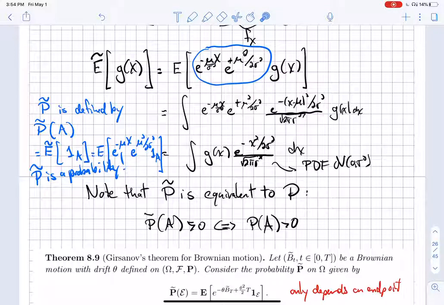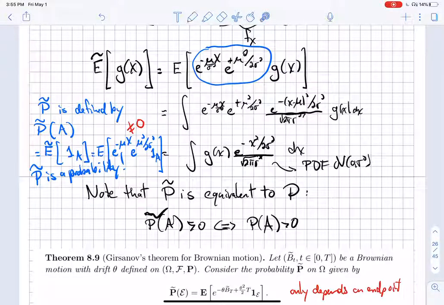And on top of that, this probability is equivalent to P. Okay, so what does equivalent mean? It means that if an event has positive probability in P tilde, it also has positive probability in P. Whatever is possible for P tilde is possible for P, and vice versa. Whatever is impossible for P tilde is impossible for P. Okay, and why is that? It's because the factor you introduce here is never 0. It's an exponential. It's never 0, and it's always positive.